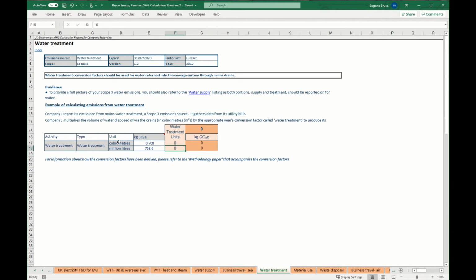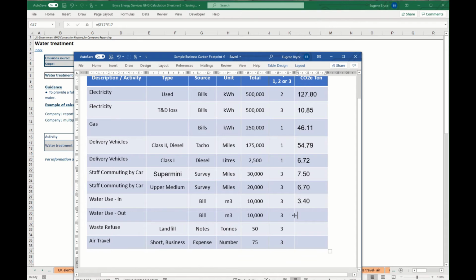Water use out. Excuse me, water treatment, again cubic meters. So same in, metered in, is assumed to go out unless you have other uses on site that you can deduct. And 7,080, so 7.80. So water in 3.4, water out 7.8. So a little over twice as much carbon in water treatment than in clean water in. Excuse me, makes sense. Waste, refuse.